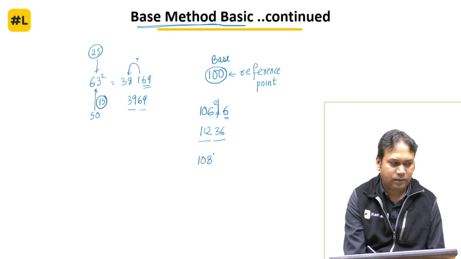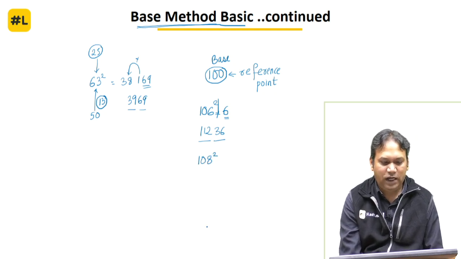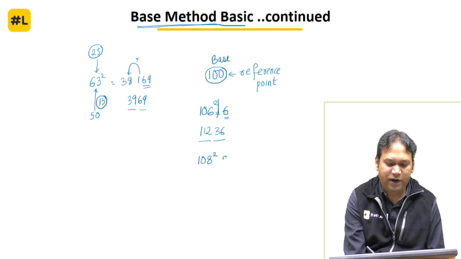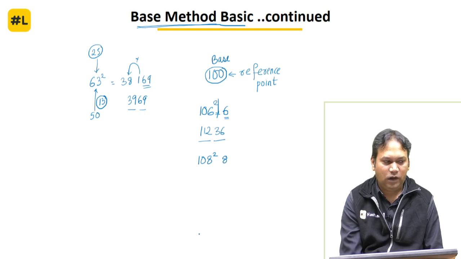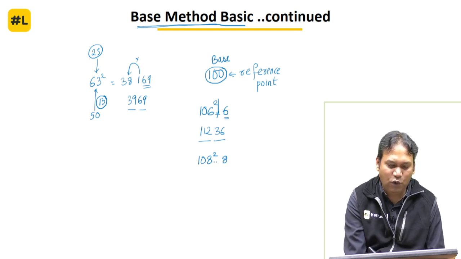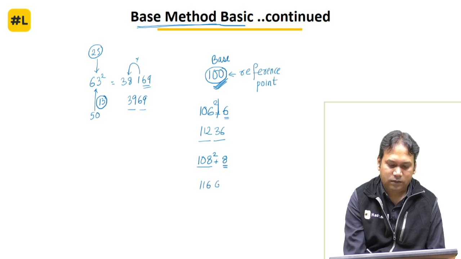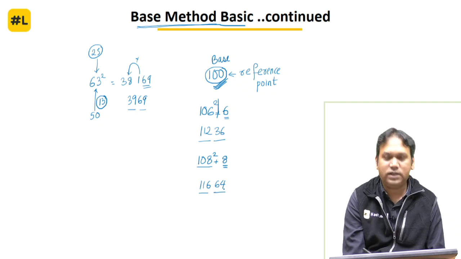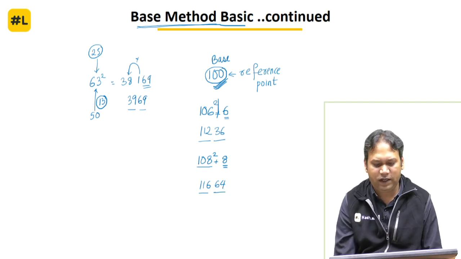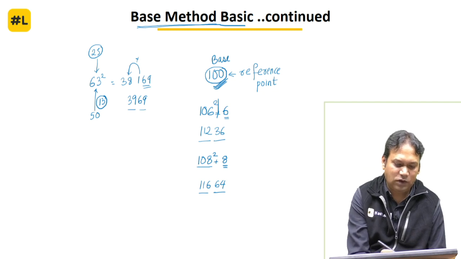Now let us see 108 square. How much more is 108 from 100? 8. All of you focus on the technique, right? So do a simple thing, add 108 plus 8 and 8 square. What is the answer? 11664. Very simple, very easy.